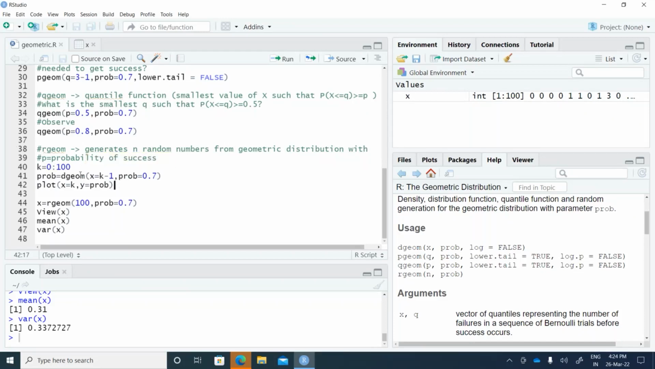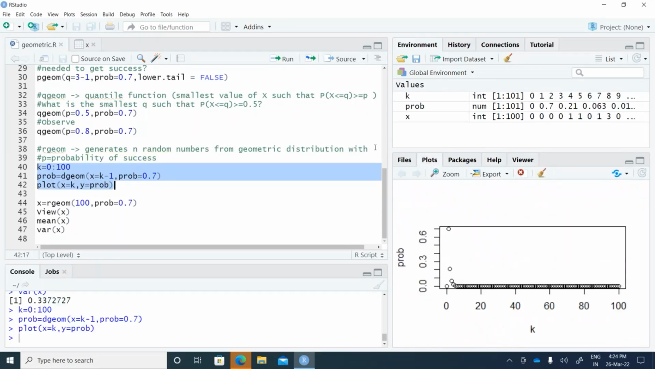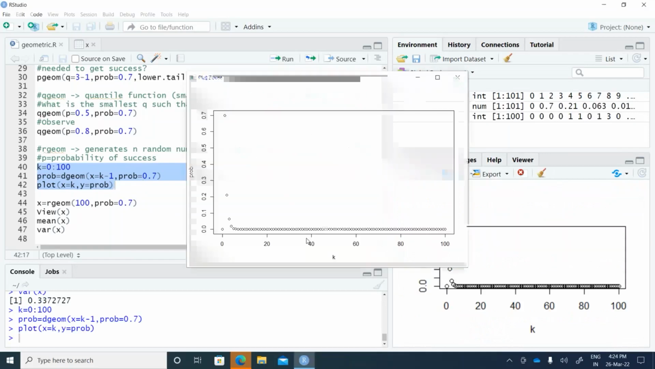Okay, I run this command. We can see the distribution curve. Zoom it. You will observe it more clearly. This is how the curve for the geometric distribution looks.